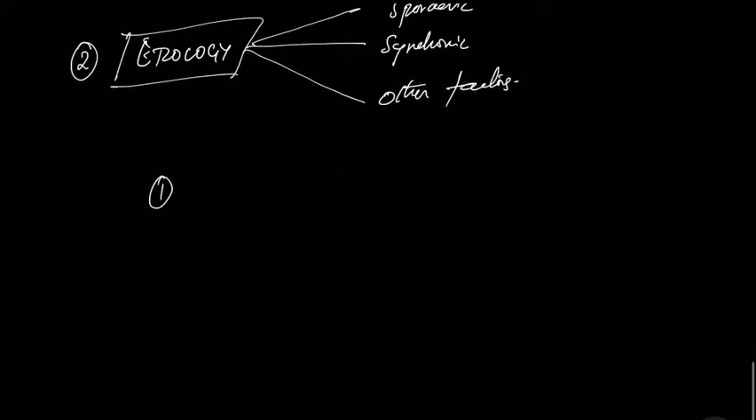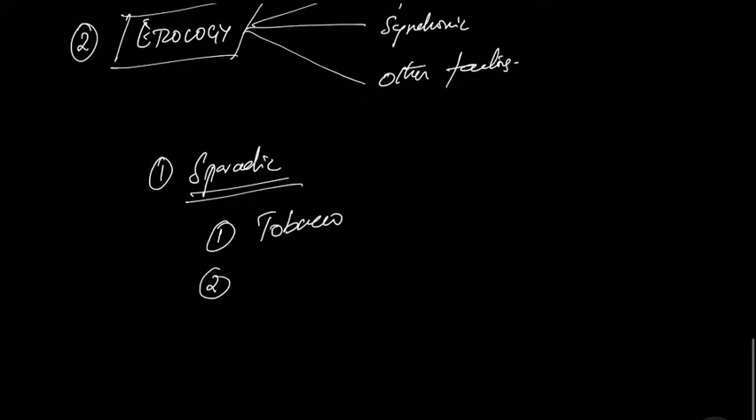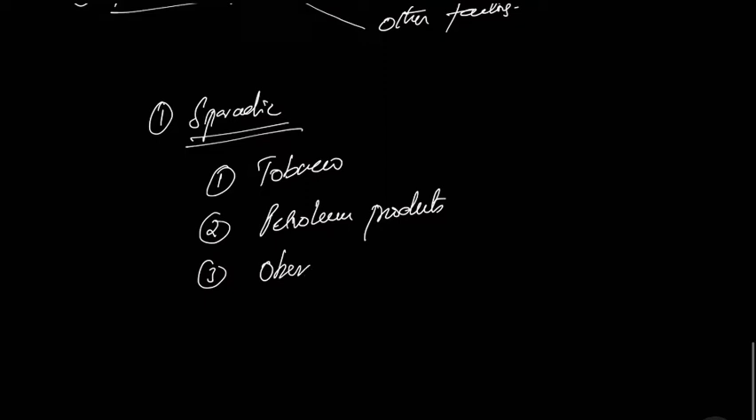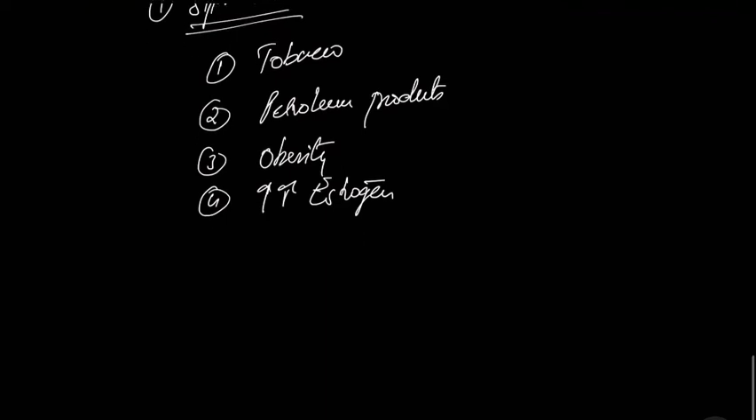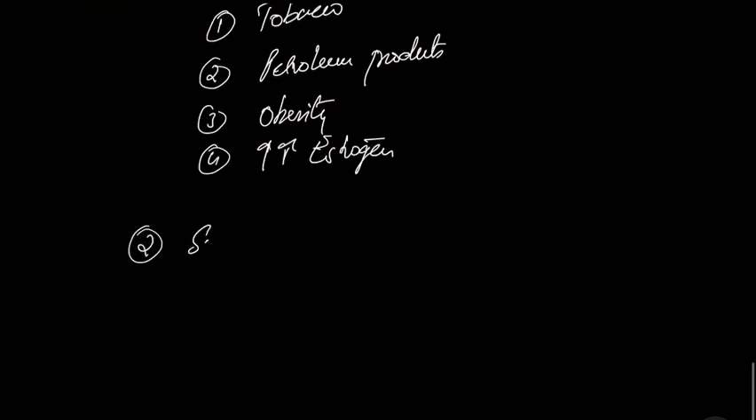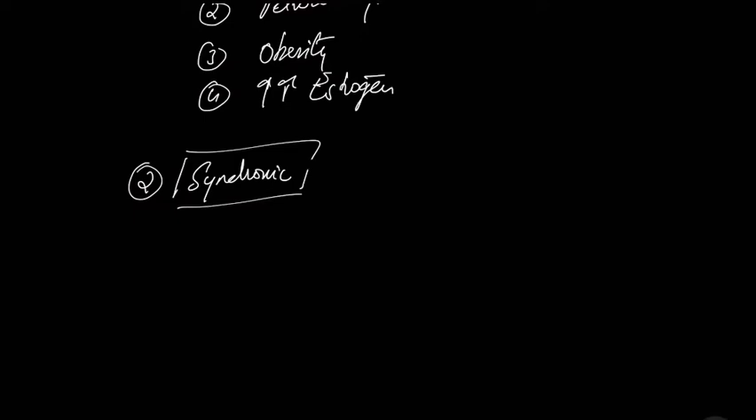Alright, so let's start with your sporadic causes. First being your tobacco. Yes. Second are your petroleum products. Third is obesity, and lastly, increase in estrogen. All right, so these are the sporadic causes for your renal cell carcinoma. All right, now let's come to the syndromic causes. These are your familial conditions. So under this, we'll be starting 3 conditions.